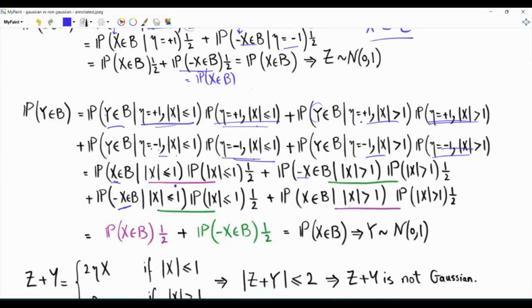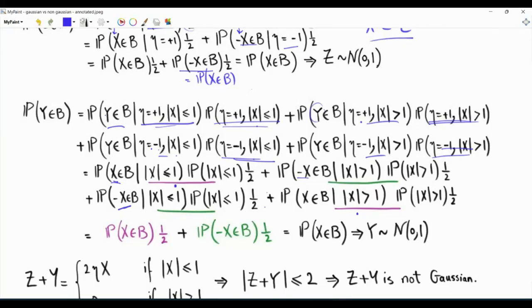Then we can combine this term and this term. Again, law of total probability. This is the probability that x is in Borel set B, given that the magnitude of x is less than or equal to 1, times the probability that the magnitude of x is less than or equal to 1, plus the probability that x is in Borel set B, given that the magnitude of x is strictly greater than 1, times the probability that the magnitude of x is greater than 1.